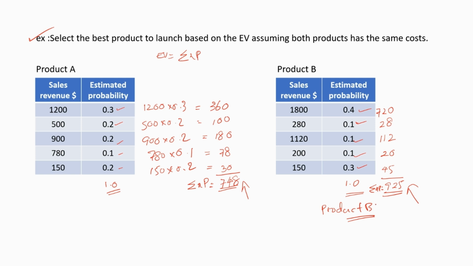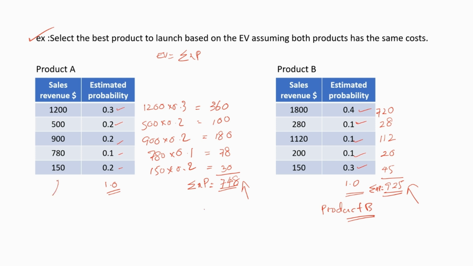Think about it. We are considering the sales revenue for product A and product B. Do we need the sales revenue to be higher or lower? We need the sales revenue to be higher. So we select the highest expected value because the expected value is a weighted average value. So we will select product B based on expected values.